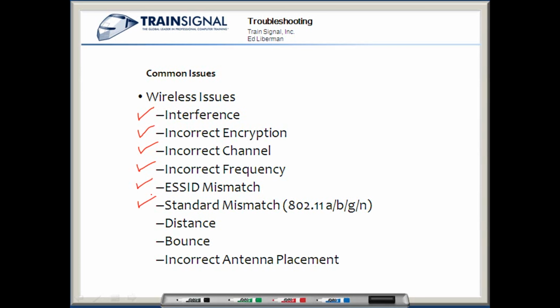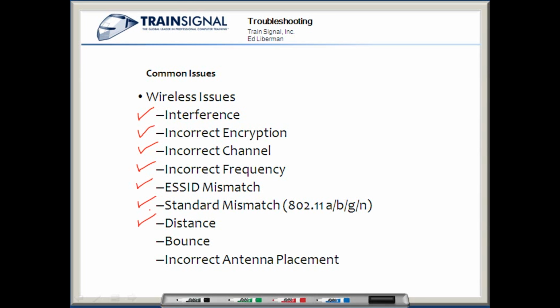Now we have our standard mismatches, which is just plain and simple. Maybe you have your wireless access point supporting 802.11g and you have your client set up to use 802.11b. Again, this is not a typical issue these days because most devices end up being backward compatible, so they support their current level and all previous levels. And there's also a lot of auto negotiation that takes place, but it is possible that you can manually configure it and end up with a mismatch.